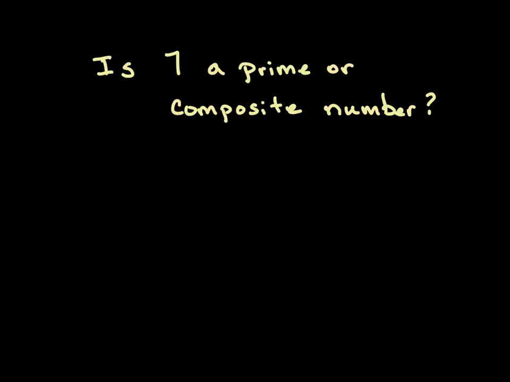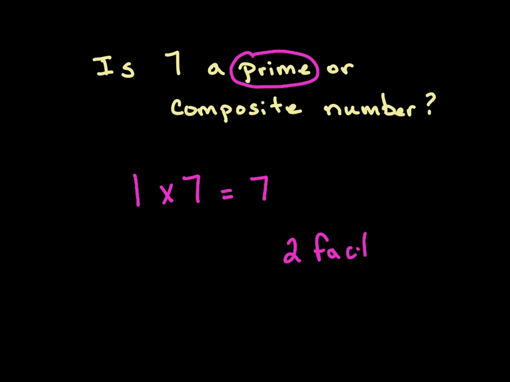Is 7 a prime or composite number? So in that case, we have to ask, what are the factors that give us 7? 1 times 7 gives us 7. There are no other factors that give us 7. So therefore, 7 is a prime number because 7 only has 2 factors. When a number only has 2 factors, it's always a prime number.